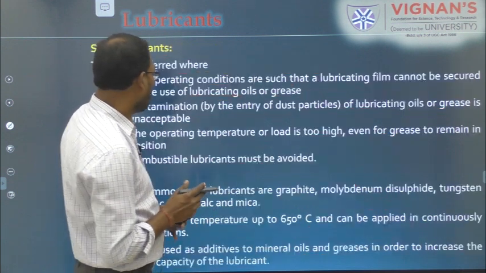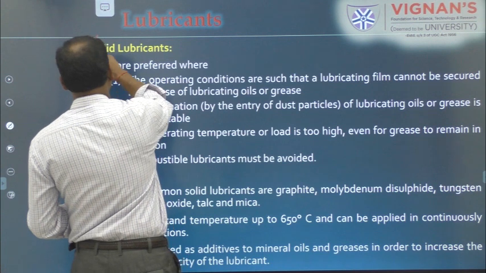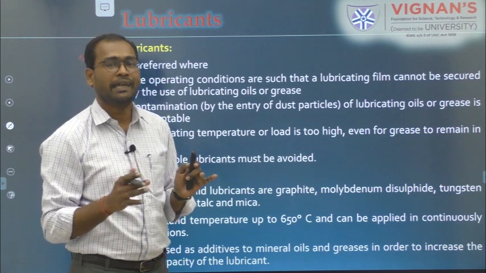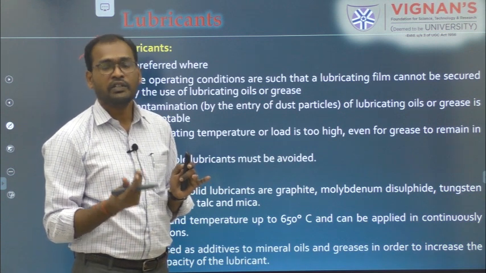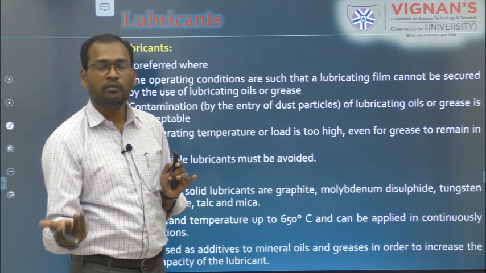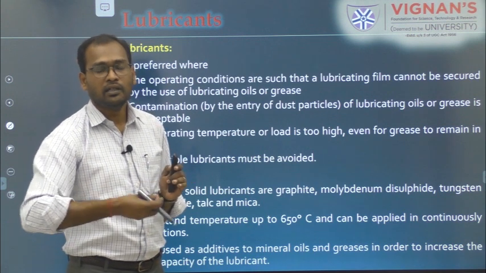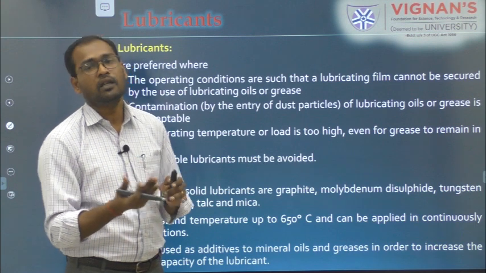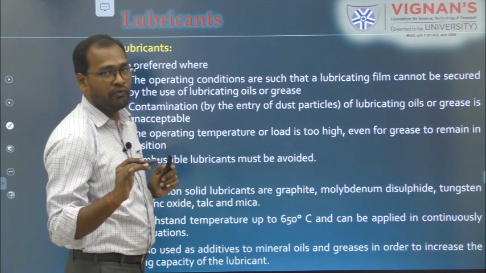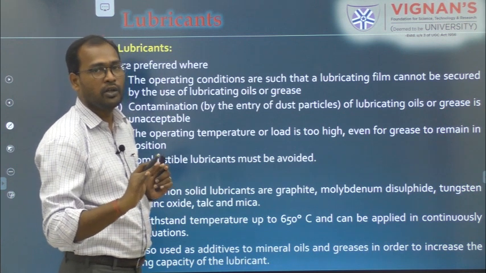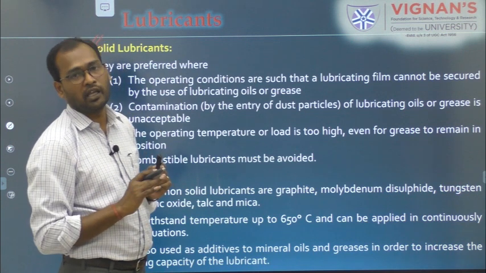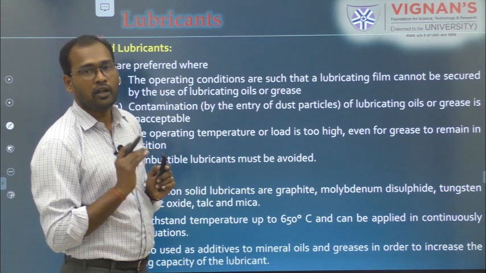Coming to the next one, solid lubricants. The lubricant is going to be a solid, and this solid can be in the form of a powder which is dispersed in a medium. Once it is applied between the surfaces, the medium will be removed and it remains as a solid powder between the layers. This is solid lubricants, and these are preferred at certain conditions. It cannot be used everywhere. Whenever it is demanded, only then can solid lubricants be used, because these are very costly.